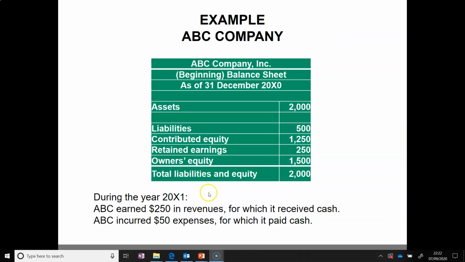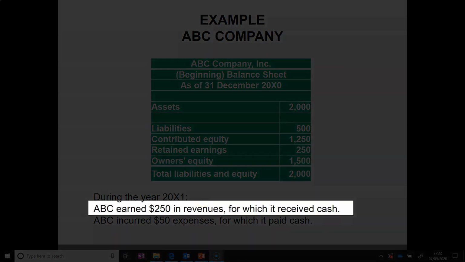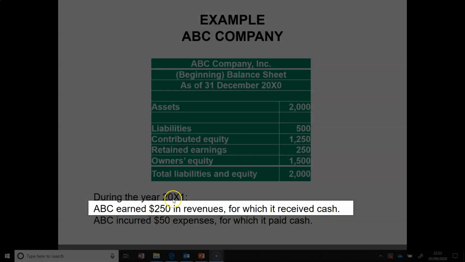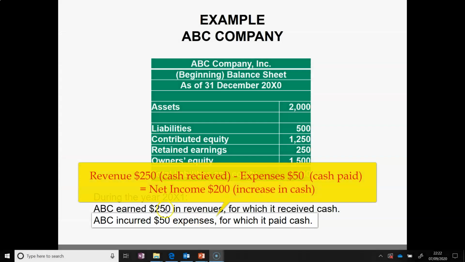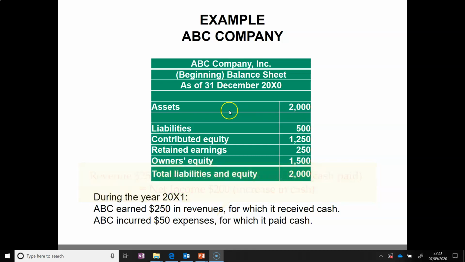The information provided on the previous slide suggests that ABC made cash sales of $250 in the year 2011. It made payment of $50 for expenses in cash. So there was a net increase in cash and assets of $200. That is how total assets increased from 2000 in 2010 to 2200 in 2011 on the previous slide.